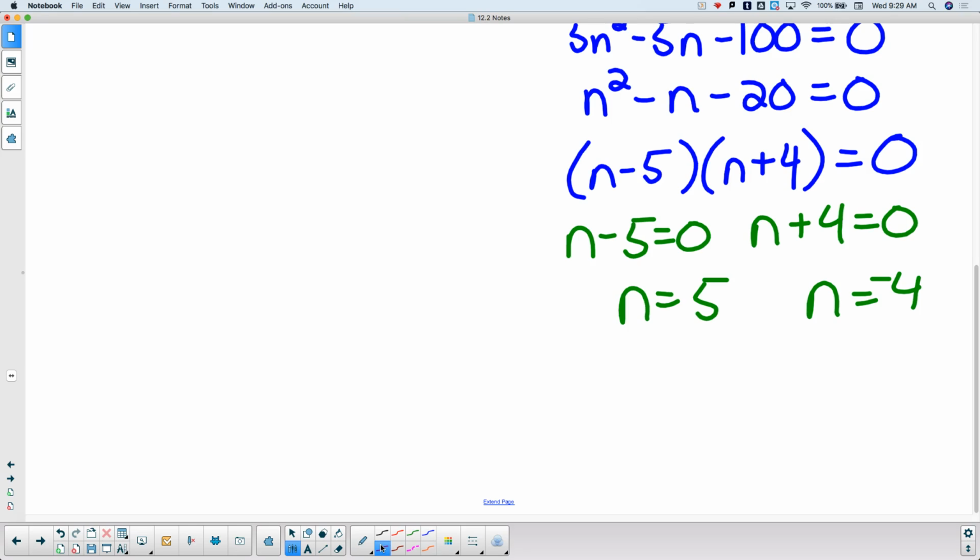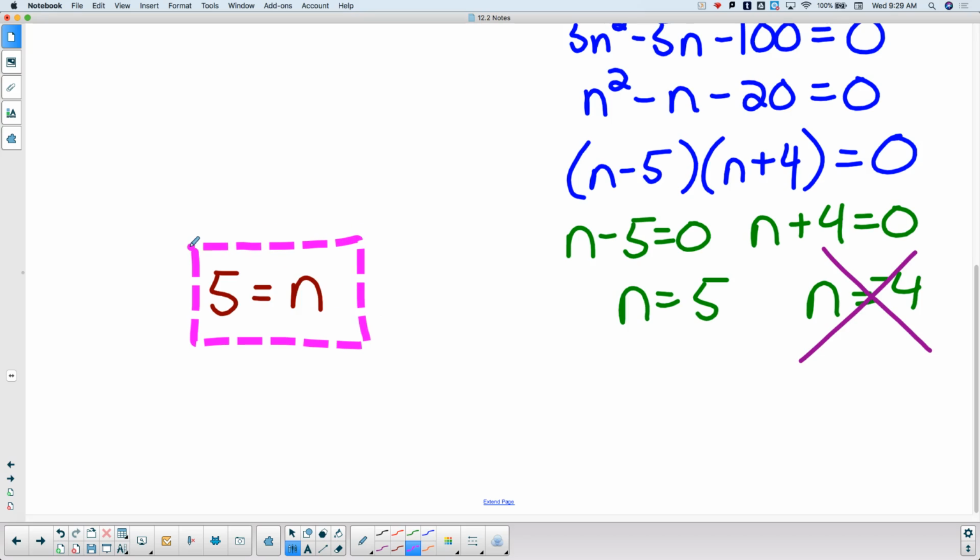Do I like them both? Why not? Because you can't have a negative. Why can't I have a negative? Because you can't have a negative term. I can't have a negative amount of terms. Okay? So that leaves me with 5 total terms in this series.